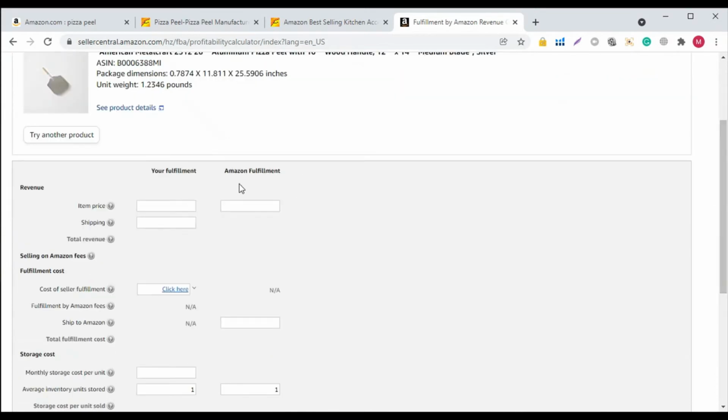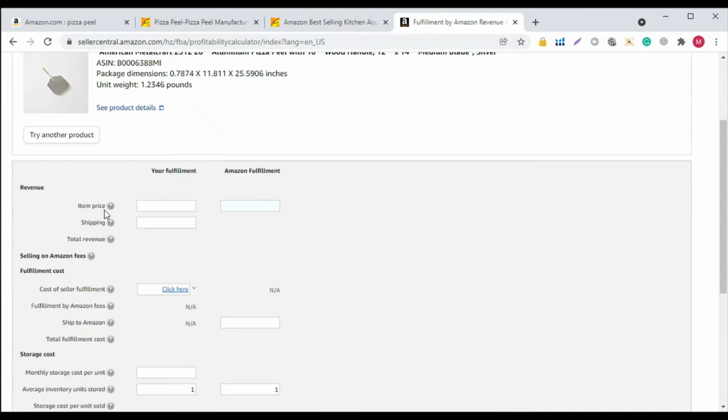One is Amazon fulfillment, which is FBA, and the other one is your fulfillment, which is FBM. So the difference between FBA and FBM, I am pretty sure you all know about it. So yeah, I'm doing FBA. So I will put all the information in the FBA section.